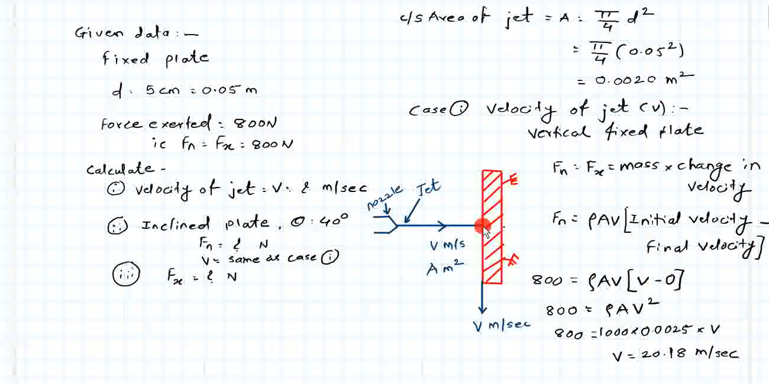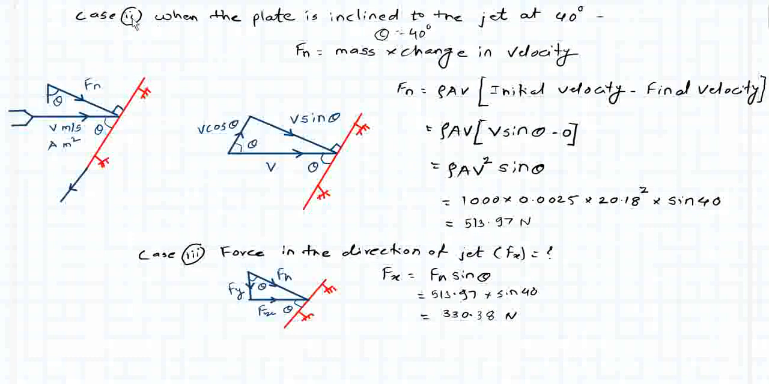After striking the plate, that means at this point, it is 0. So we can say final velocity is 0. So put the respective values, we get the force 20.18 meter per second. Case number 2, when the plate is inclined to the jet at 40 degrees.